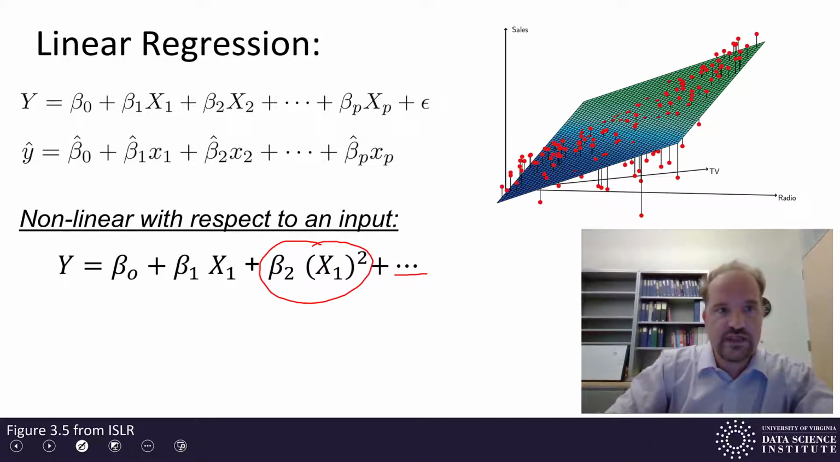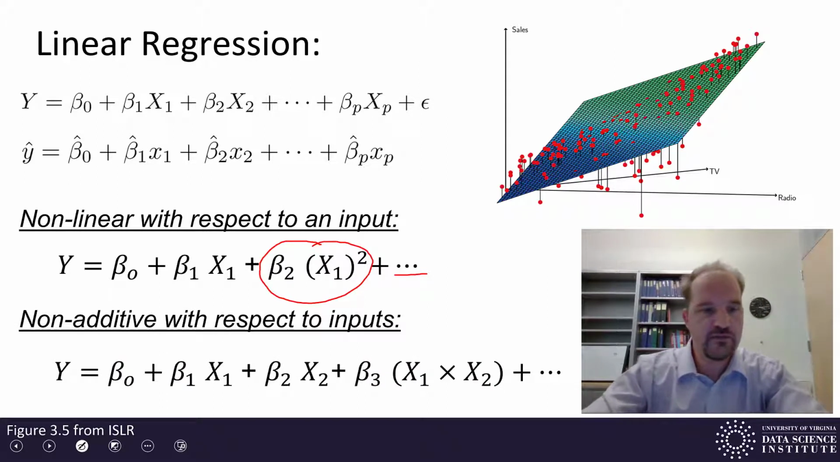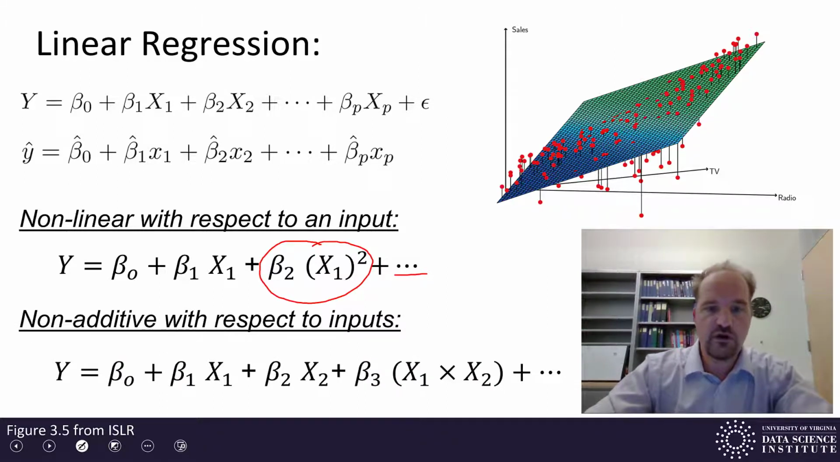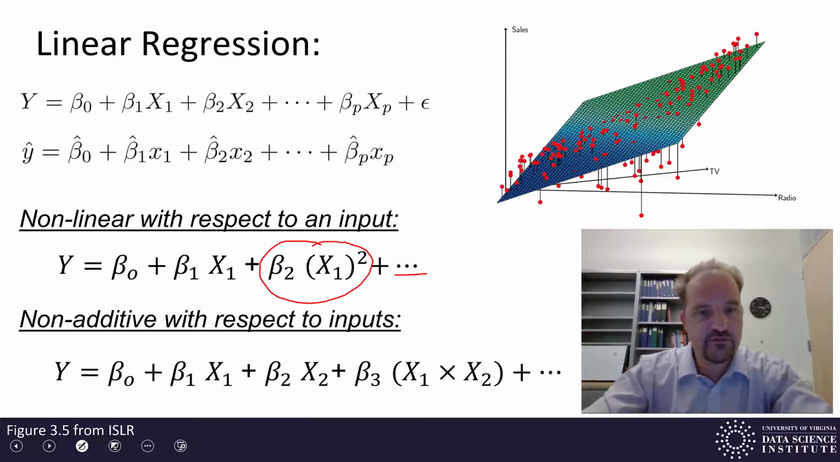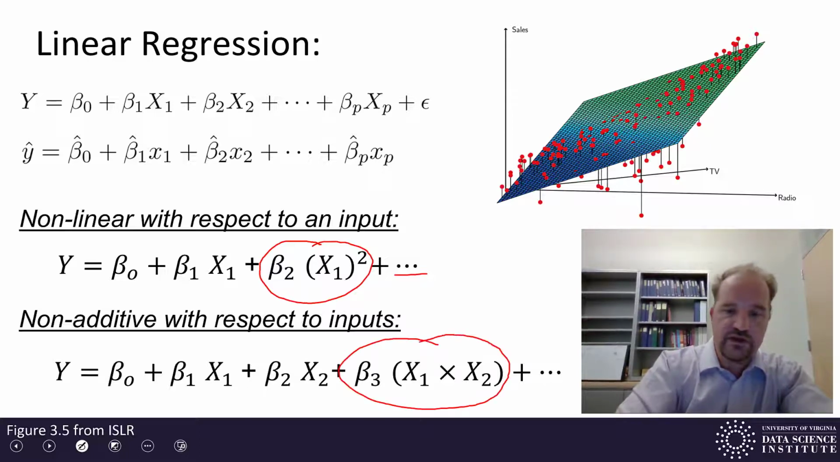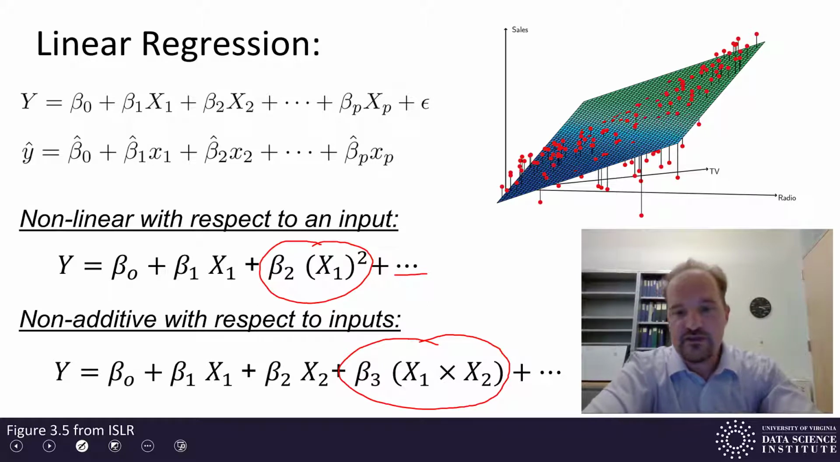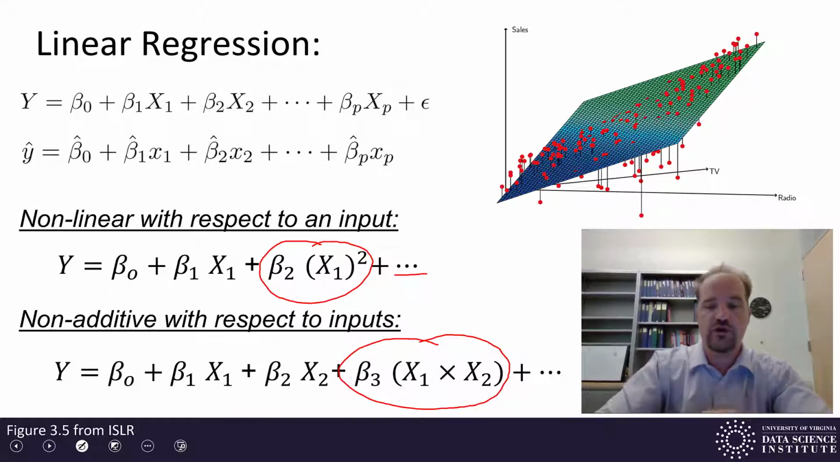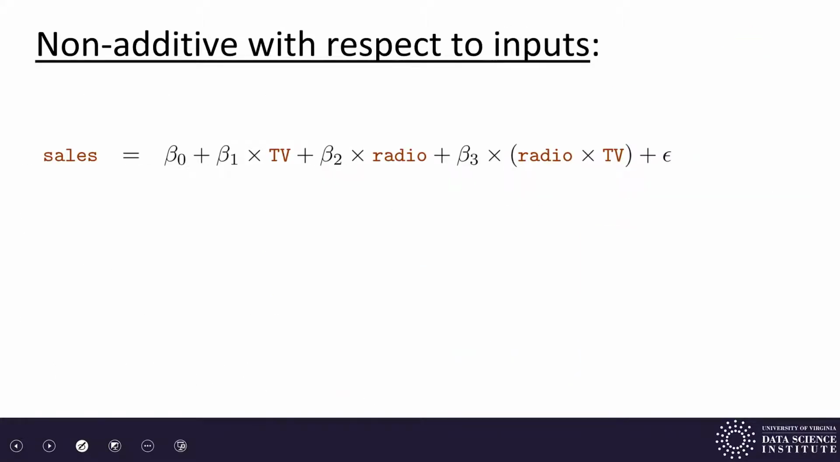Another way we can relax the linear requirements is to have our functional form non-additive with respect to the inputs. You'll notice in this formula there's a beta 3 times the product of x1 and x2. This is what we think of as an interaction term. x1 and x2 are different variables, but they're interacting in some way. So we are not doing regression on them separately and then adding the results together. They're interacting with each other. Let's walk through some examples with these two different ways of relaxing the linear requirements.